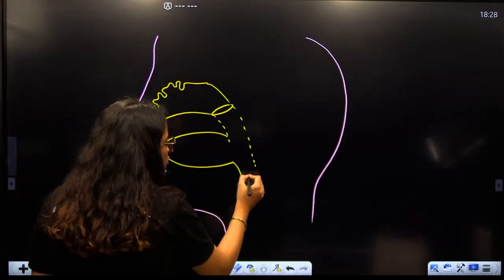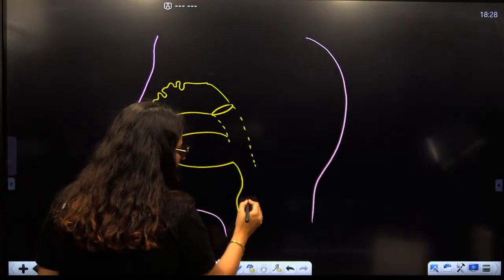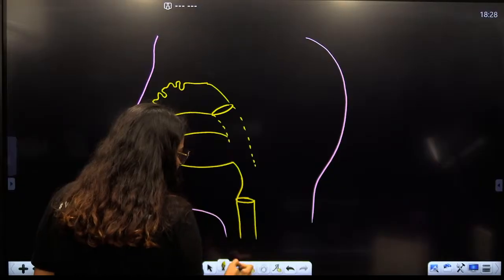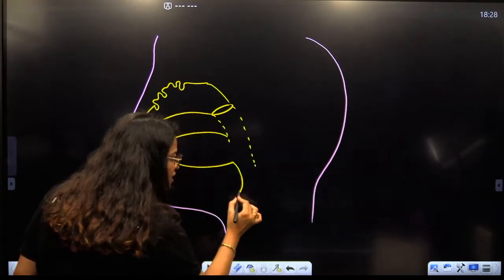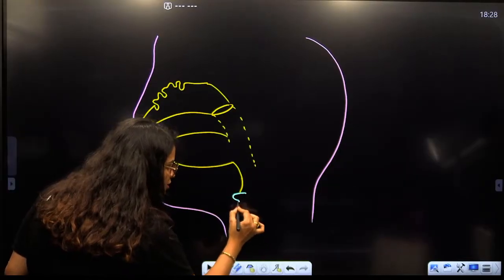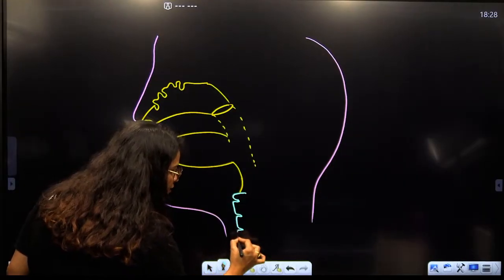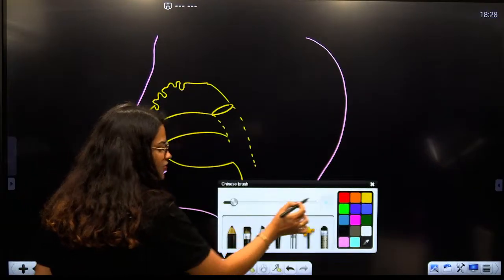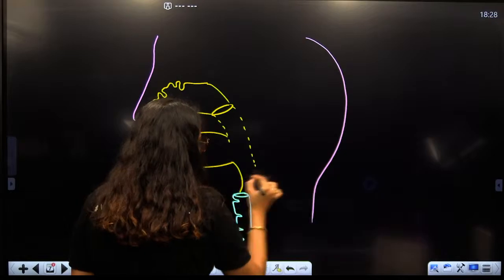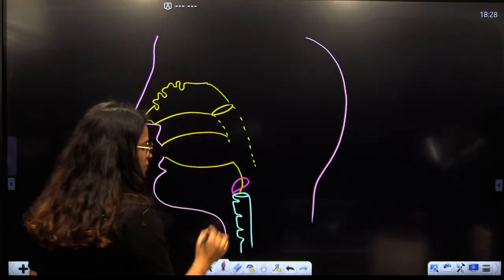And then it would move into the trachea. Somewhere here the trachea is present. We can draw the trachea like this because trachea has tracheal rings. So suppose this is the trachea here. Okay, this is the opening of the trachea and there is an epiglottis present. We have already learned that there is an epiglottis present here.